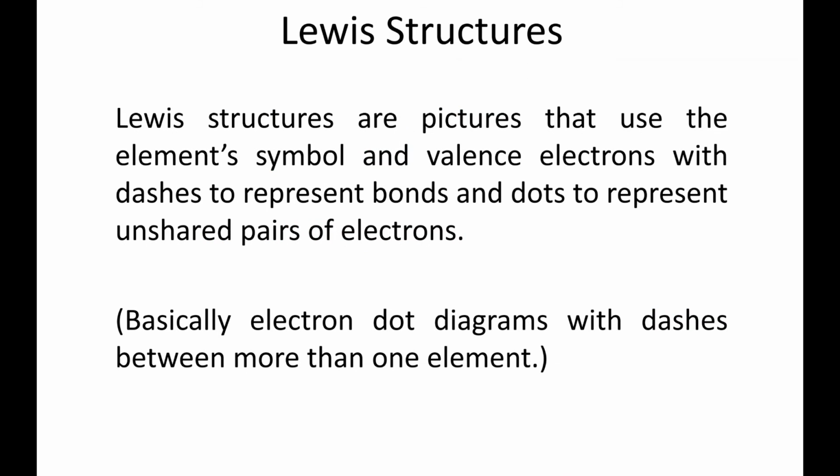Okay, so Lewis structures. Lewis structures are pictures that use the element symbol and valence electrons with dashes to represent bonds and dots to represent unshared pairs of electrons. It's a lot like electron dot structures. In fact, you do use the electron dots in order to make the Lewis structures. Okay, so it's basically electron dot diagrams with dashes between more than 1 element.